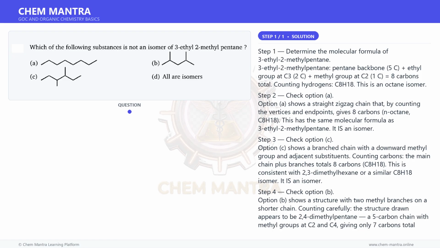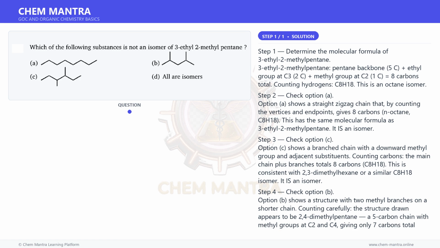Step 4. Check option B. Option B shows a structure with 2 methyl branches on a shorter chain. Counting carefully, the structure drawn appears to be 2,4-dimethylpentane, a 5-carbon chain with methyl groups at C2 and C4, giving only 7 carbons total, C7H16. This has a different molecular formula from 3-ethyl-2-methylpentane, C8H18.